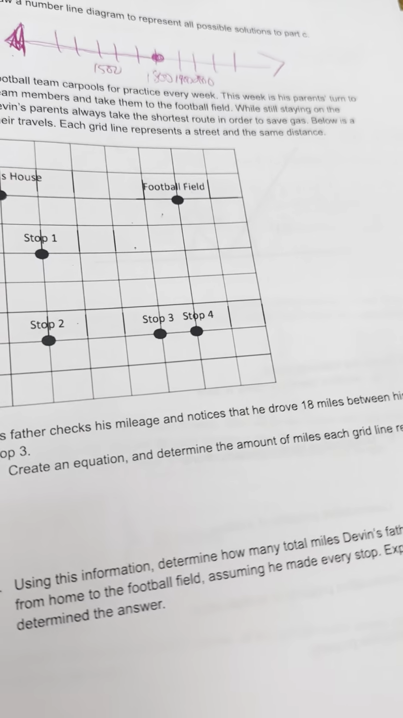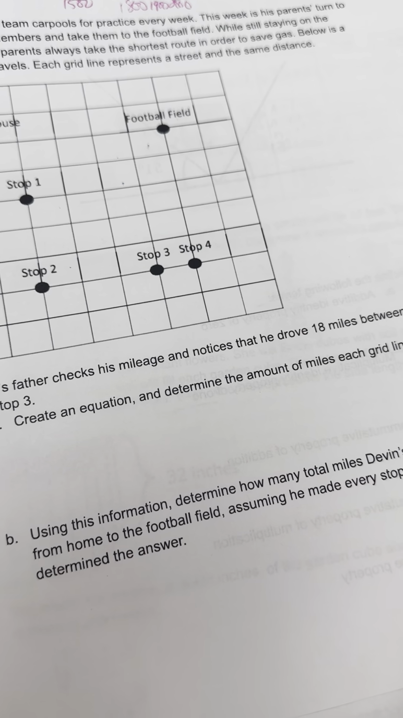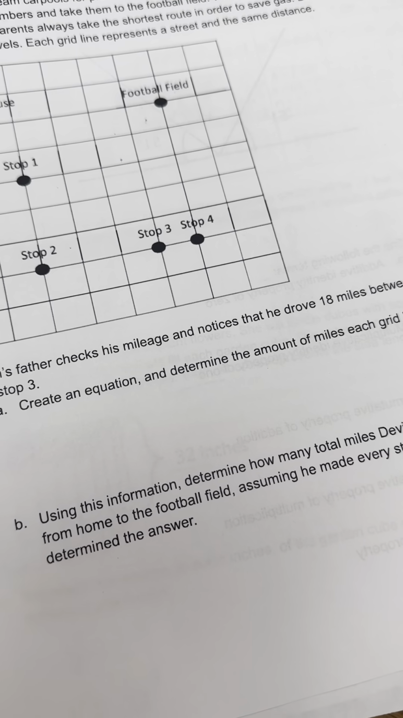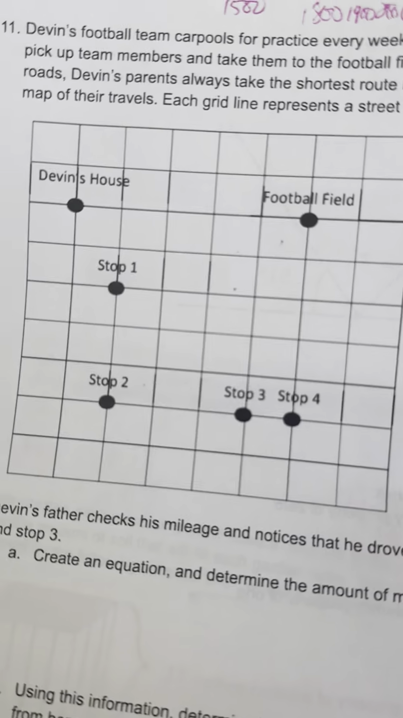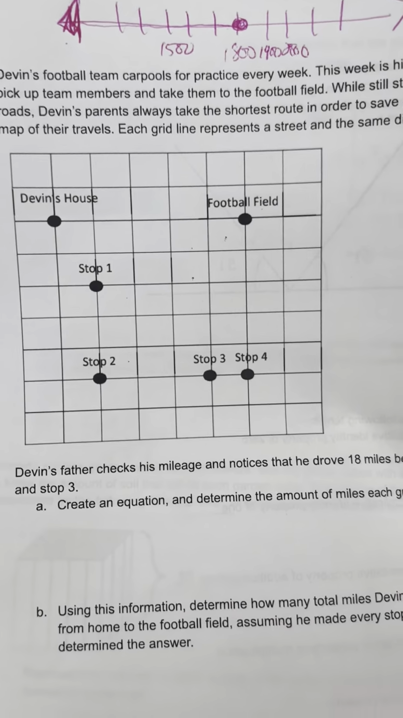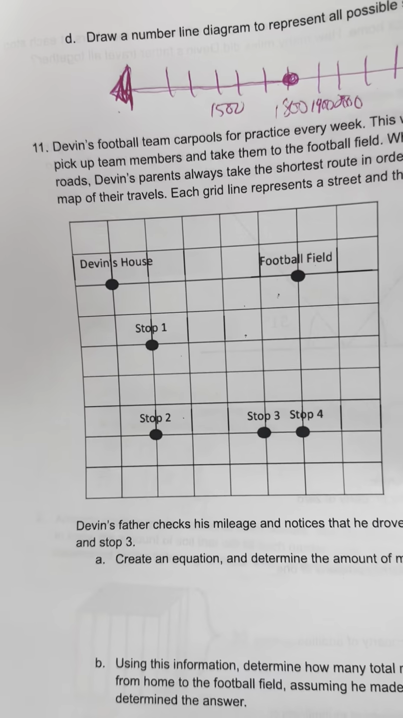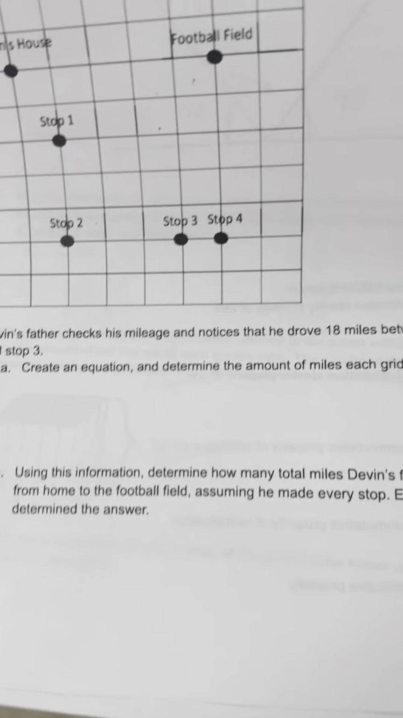All right, Devon's football team carpools for practice every week. This week is his parents' turn to pick up team members and take them to the football field. While staying on the roads, Devon's parents always take the shortest route in order to save gas. Below is a map of their travels. Each grid line represents a street and the same distance. Devon's father checks his mileage and notices that he drove 18 miles between his house and stop 3. Create an equation and determine the amount of miles each grid line represents.